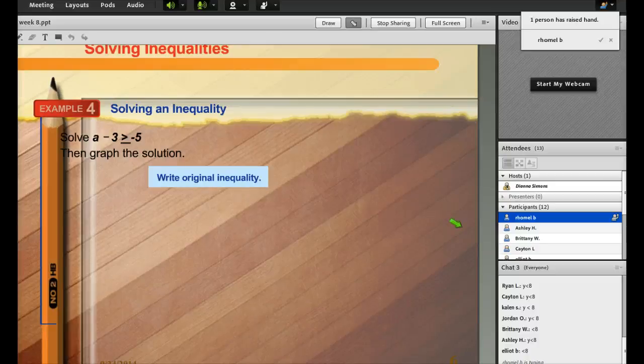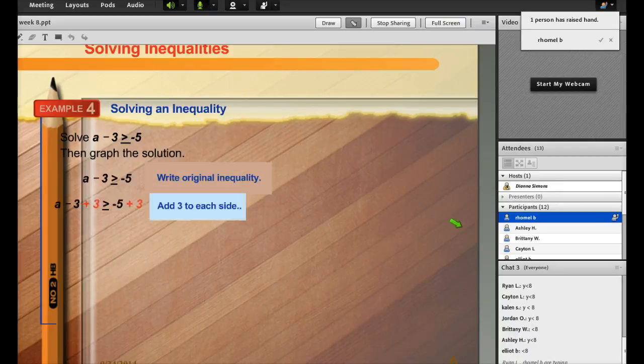What do you want to do here? Someone tell me what to do first. Add 3. Then what? Then solve it or simplify it, okay? So how am I going to graph this? Open circle or closed circle? Closed circle. Do you see why? The line under that inequality sign makes it a closed circle.